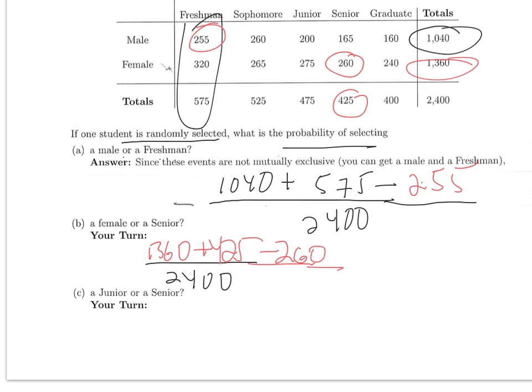How about a junior or a senior? Well, let's see. How many juniors are there? Counting 475. How many seniors are there? Well, we saw that there's 425. Is it possible to be both a junior and a senior? No, it is not. Those are mutually exclusive events. So that's how you calculate that probability.